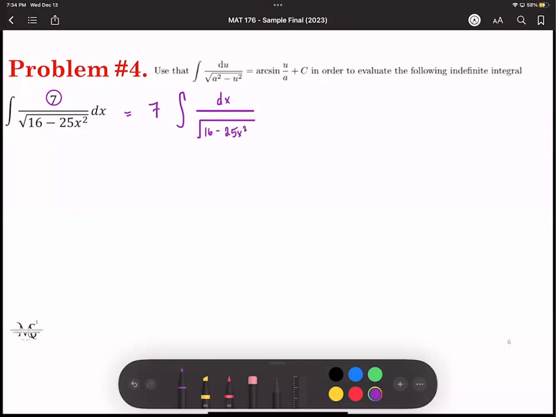And what you want to do here is basically label what's your a squared and your u squared. So you can make a little comment on the side here. You can say let a squared be equal to 16, and we can let the u squared be 25x squared.